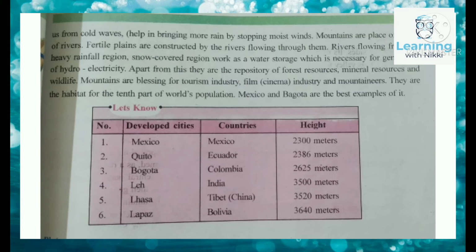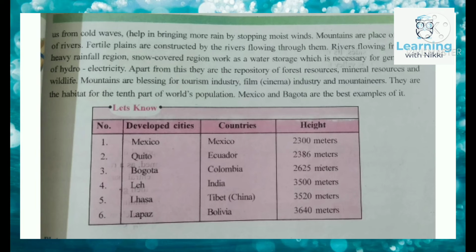रशिया के साइबेरिया से जो भी कोल्ड विंड आते हैं, it will be stopped by the Himalayan mountains, so they protect us from the cold waves, even stop the moist wind, and it will bring more rain. So mountains are the place of origin of rivers. So from mountains even the rivers are generated or originated, means rivers start from there.